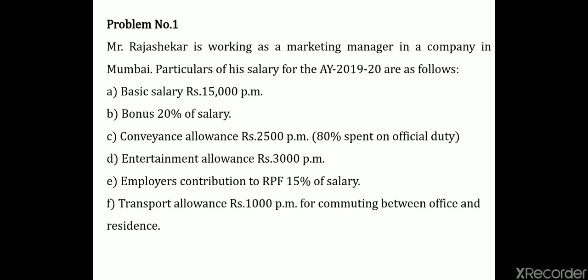Here the transport allowance is less than 1600. Even though the amount is less than 1600, you have to show the calculations. Transport allowance is 1000 rupees into 12, that is 12,000, less exemption of 1600 into 12. The balance is nil. You will get a negative amount, so that amount is not taxable. The taxable amount of transport allowance is nil.